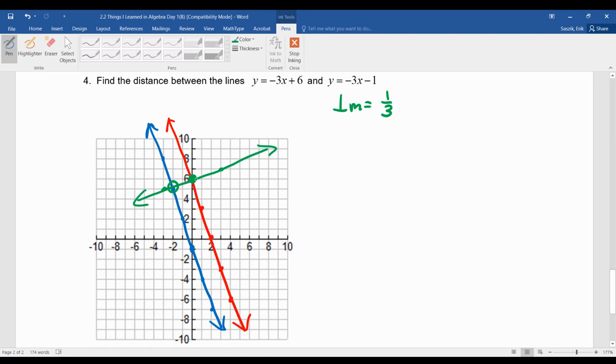I know that this is 0,6, but I don't know this one. This is going to take a little bit of work. This is a tougher problem. This is a 4-level problem. All right. Now, how are we going to find this point?